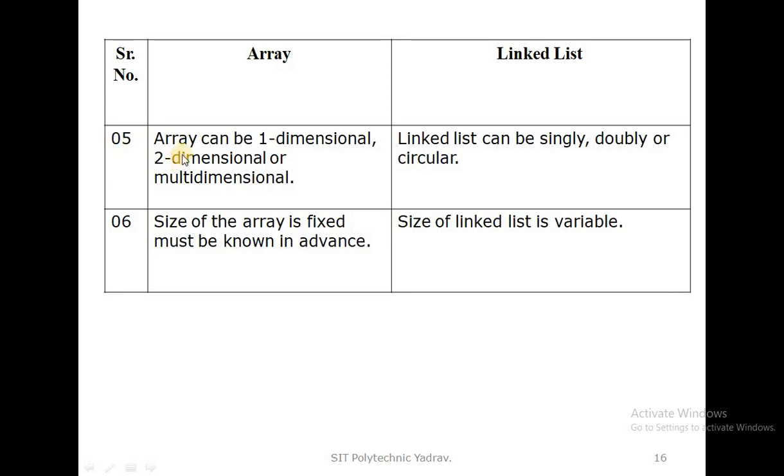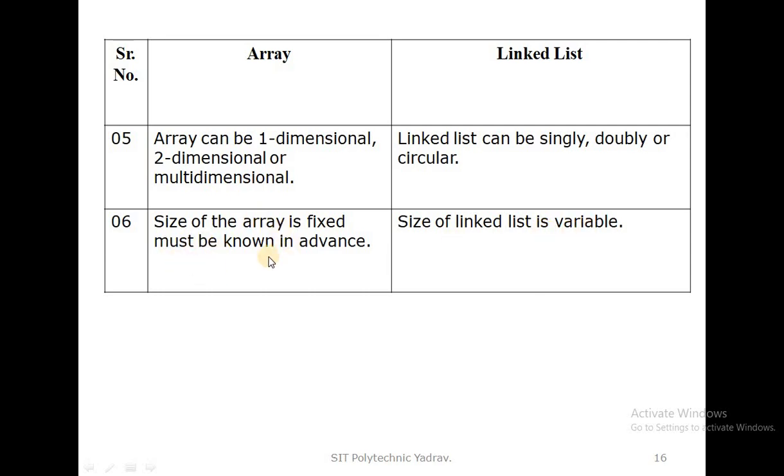Keep the difference: an array can be one dimensional, two dimensional or multidimensional, and a linked list can be singly, doubly or circular. Means it is the types of arrays and the types of linked list. Sixth point, the size of an array is fixed and must be known in advance. The size of a linked list is variable.